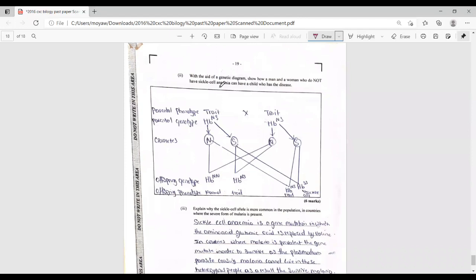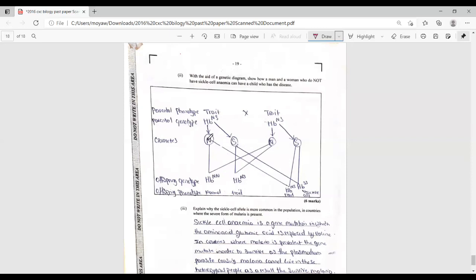So I did it twice. I did it using the Punnett square, and I also did it using the genetic crossing. So it's the same thing. The parental phenotype is the trait, and the genotype is HbNS for both parents. So the gametes are the N and the S, that would give the child whether they're going to get sickle cell or they're going to be normal. So that's why we have them separated and circled.